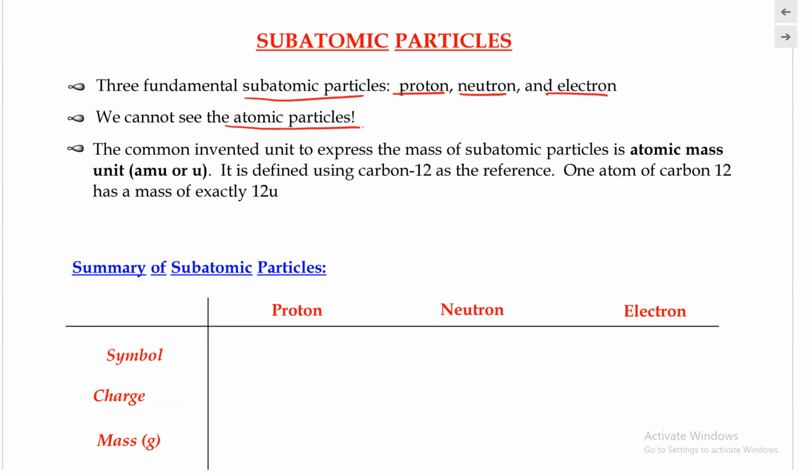We may be able to see a blurry picture of an atom. But an atom consists of even much smaller subatomic particles, and we cannot see them. And because these subatomic particles are very tiny, their masses are also very small as well. So therefore, we invented a new unit to express the mass of the subatomic particle.